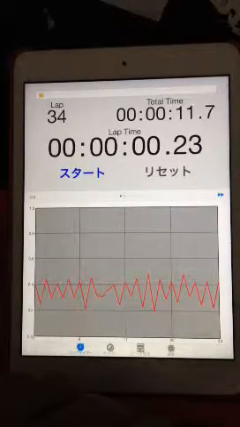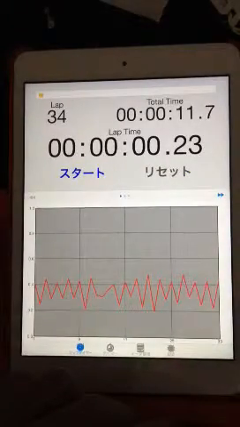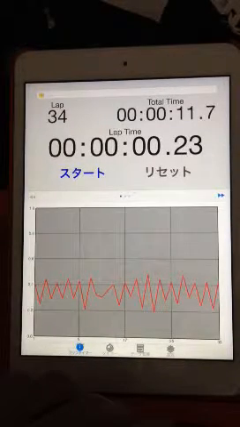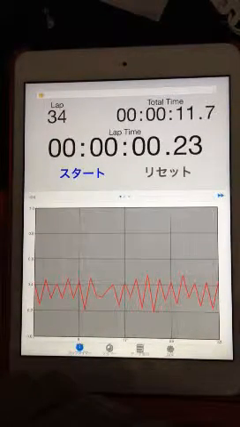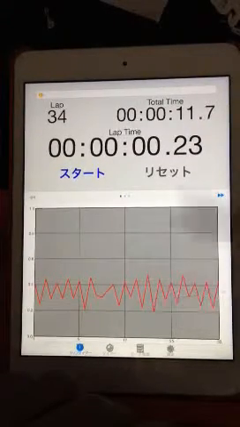Eleven point seven seconds, divided by 3-4 laps, multiply by 2 equals 69.69 seconds for 1 beat front and back.